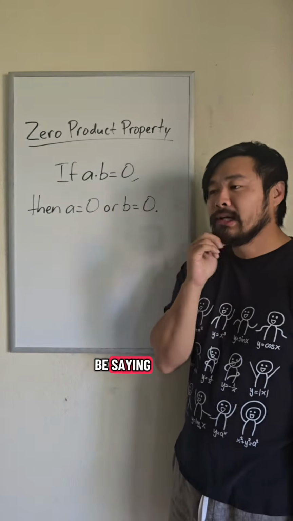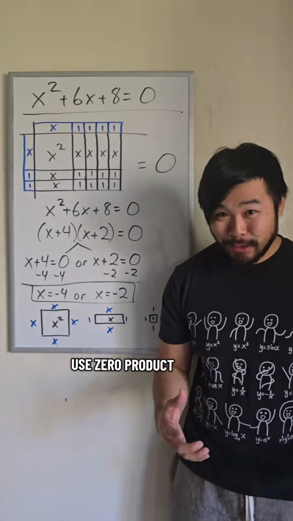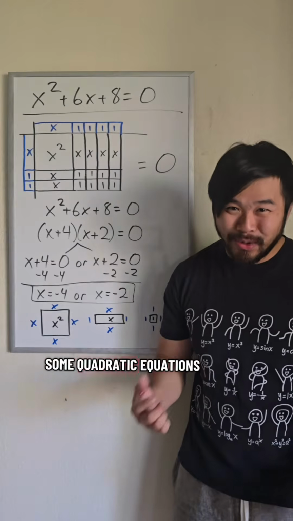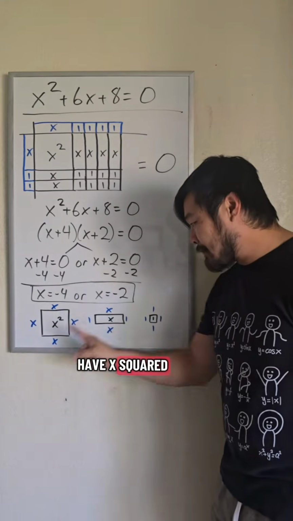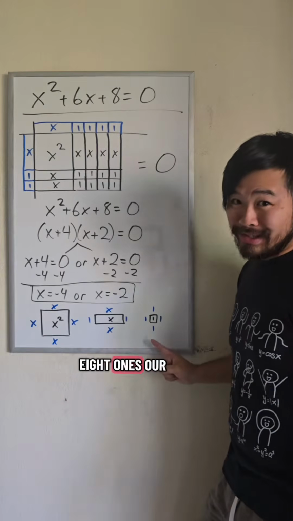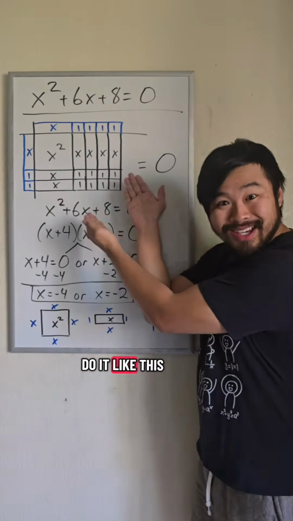Now you might be saying, well, how is this useful? How is this going to help me? Well, we can use the zero product property to solve some quadratic equations. So here's a finished example. Say that we have x squared, 6 x's, and 8 1's. Our goal is to make this into a rectangle, and we could do it like this.